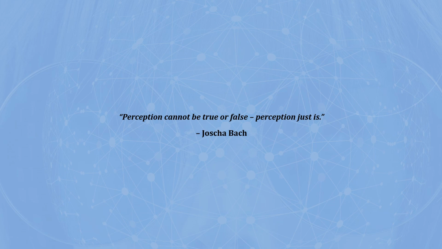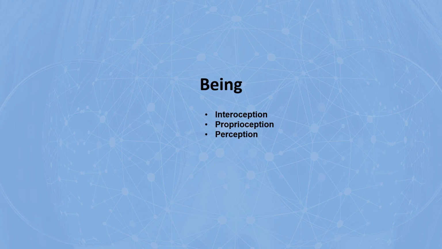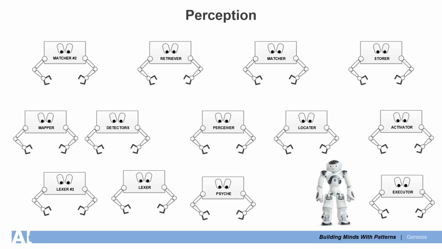Perception cannot be true or false. Perception just is. Joscha Bach, a contemporary scholar who invented the metaphor of Genesis as the grasp of consciousness, meant that perception creates facts for the perceiver. Perception is the embodiment sending observables to the mind, and the mind recording the percepts for the first time. The mechanisms involved in perception are as follows.